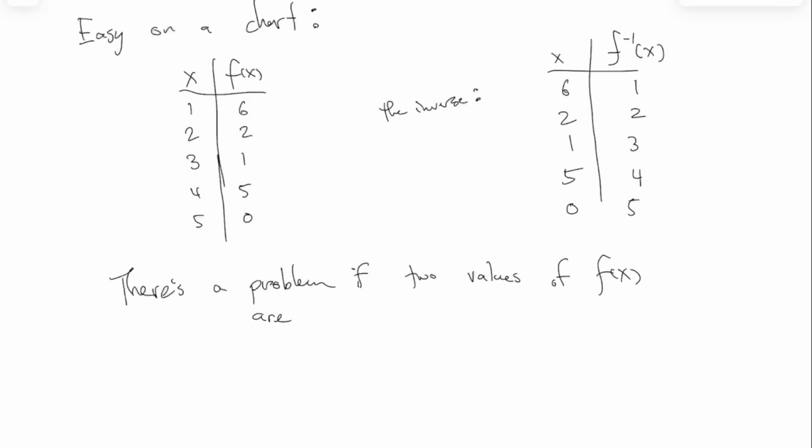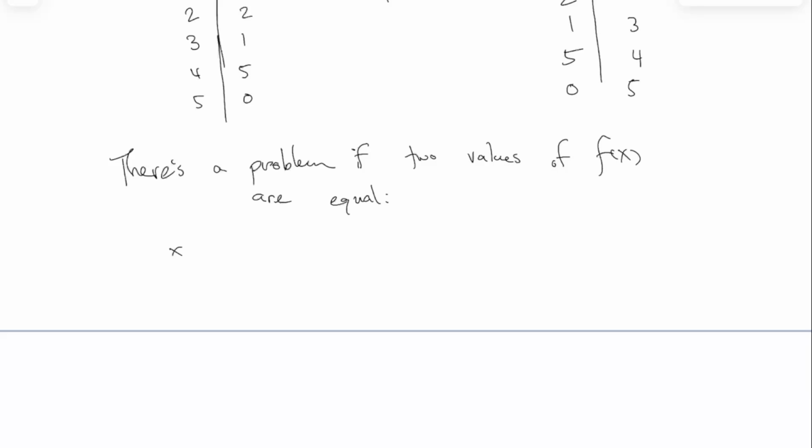If two values of f of x are equal, for example, if I write this as a little chart again: 1 and 3, 2 and 0, 3 and 3, 4 and 2. This is what I meant by two values. By values, I mean the answers. And here you can see 3 appears twice in the list. Now, this is not a problem as far as the function goes. This is a perfectly legal function. But actually, this is a problem when you start to talk about the inverse.